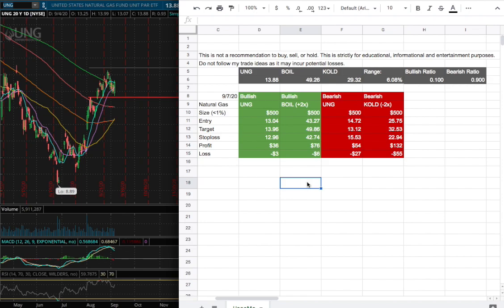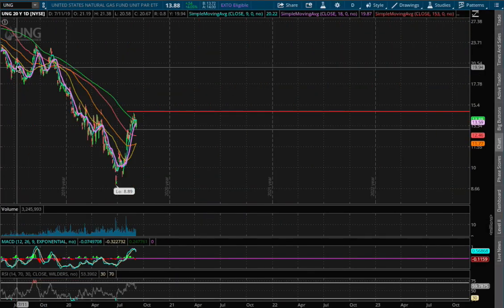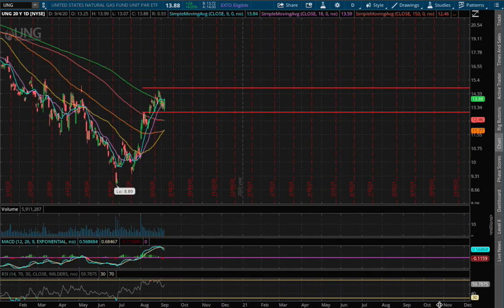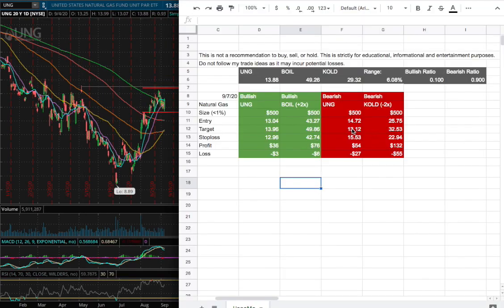$12.96. On the other hand, if I were to open a short position, my entry will be $14.72, above where we encounter the 200-day moving average, and that also coincides with a previous resistance level that dated back all the way to, say, if I mark it right there, all the way to May 5th. So that coincides with that resistance over there. And my sell target for my short will be $13.12, and my stop loss will be $15.53.